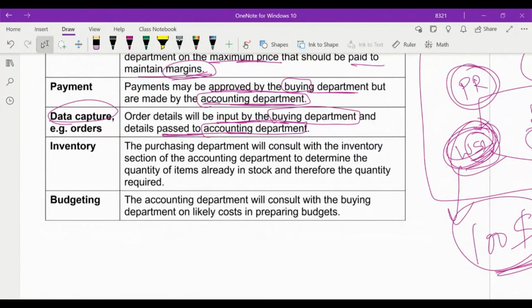Now, next is inventory. The purchasing department will consult with the inventory section. Now, the inventory section rests with whom? Obviously, the accounting department. So, purchasing department, before passing the order, will check with the inventory section of the accounting department to determine the quantity of item already in stock. That's how the purchasing department will know how much to order and how much we have in-house with us directly. So, the quantity required, the urgency of order, everything is established by cross-checking with the inventory section of the accounts department.